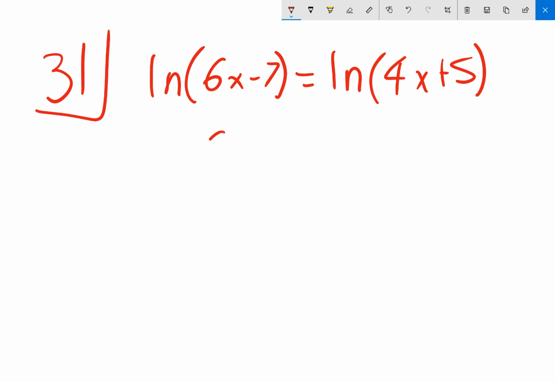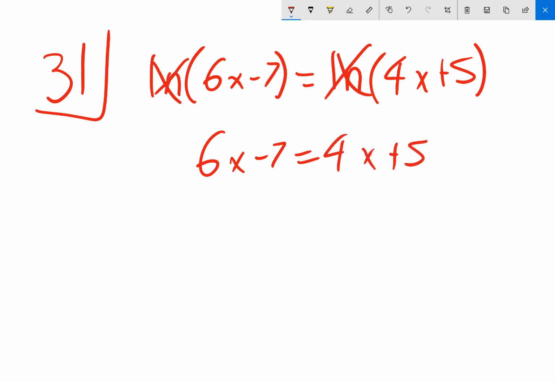So what I'm getting at is that 6x minus 7 has to be equivalent to 4x plus 5. They have to be equal. Essentially, the natural logs are both kind of useless here. So you just have a regular equation, and you can just solve this equation.